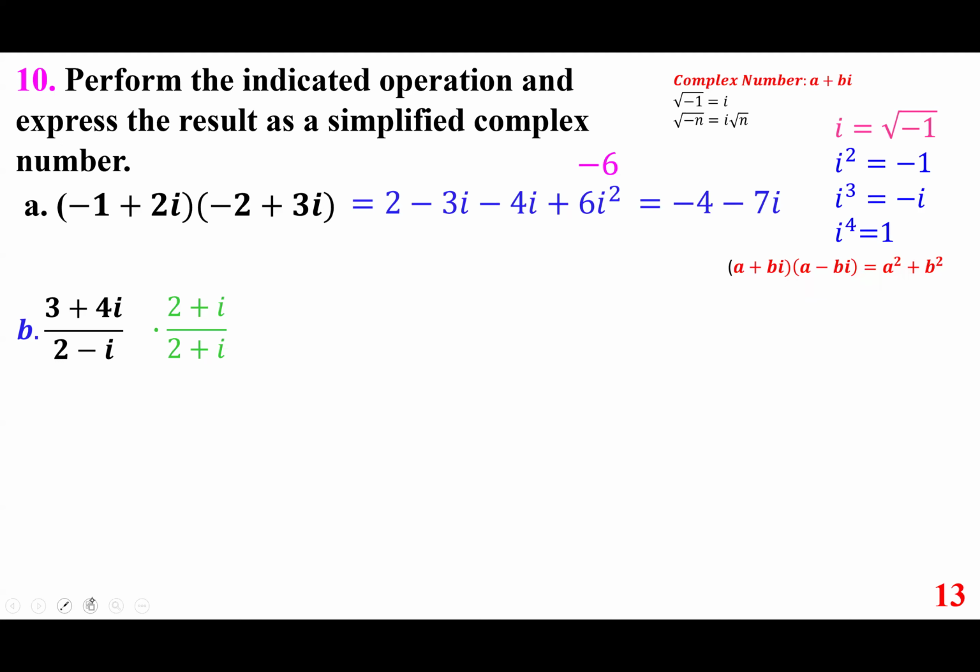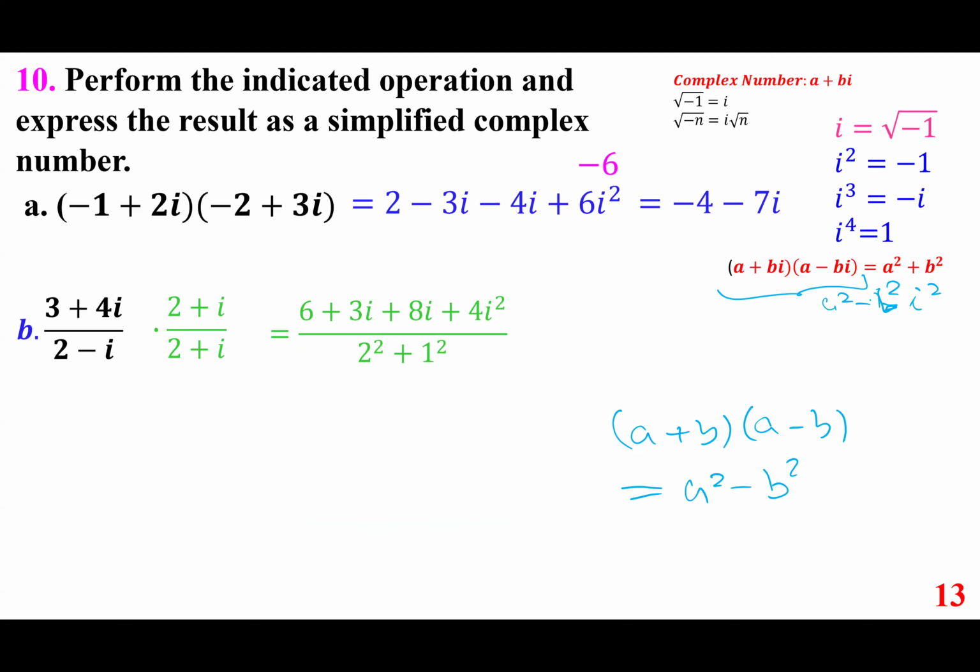And the reason is that I want to show you, recall a plus b times a minus b is a squared minus b squared. So this is a squared minus b squared i squared, which becomes plus, right? Because minus i squared is plus 1.